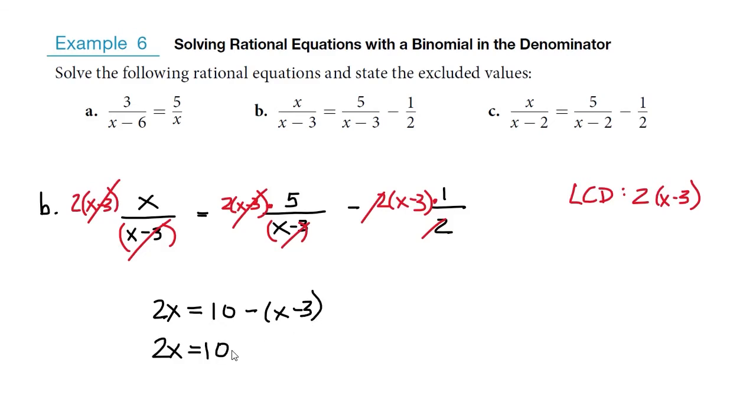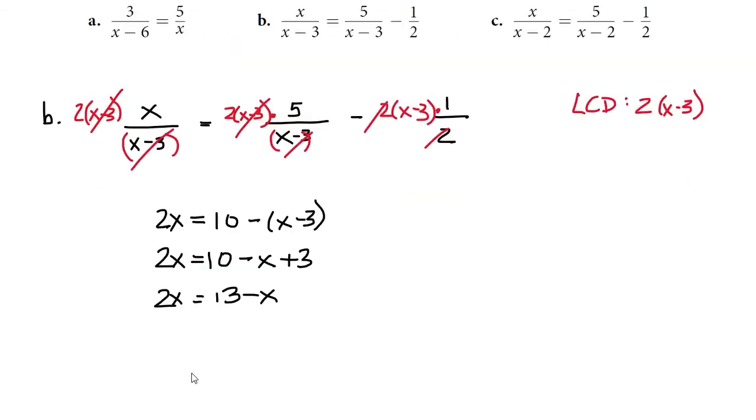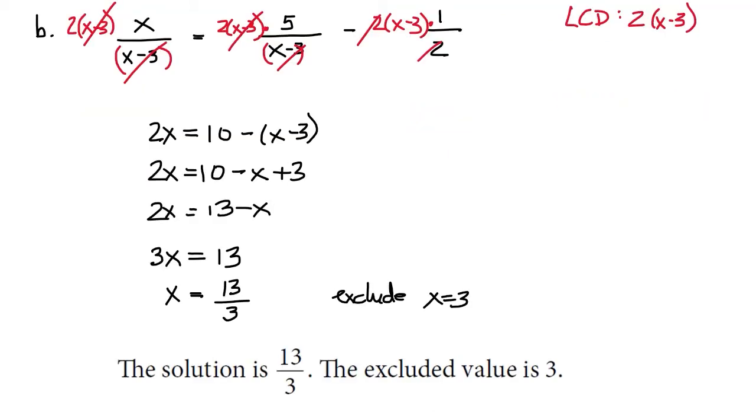That's going to give me 2x equals 10 minus x plus 3, or 2x equals 13, subtract x. So I will add x to both sides, that is 3x equals 13. Multiply both sides by 1/3, or divide both sides by 3. x equals 13/3. And I have to exclude the value of x that makes the denominator 0, which is x equals 3. So once again, the solution is 13/3, and the excluded value is 3.